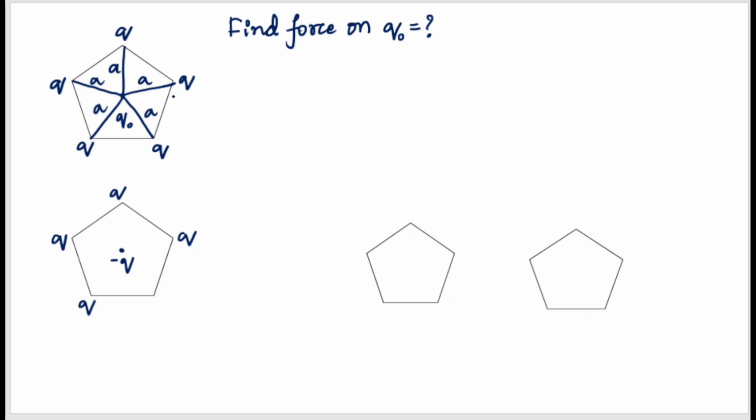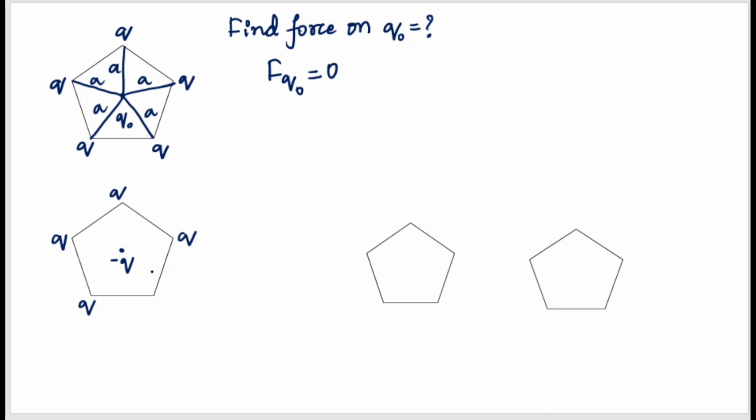They have given the pentagon picture, and the vertices are occupied by the positive charges q, q, q, and in the middle we have q naught. By the symmetry, I can tell the forces will get cancelled. The force on q naught will be 0. By the symmetry, it is clearly seen that the force on q naught is equal to 0.